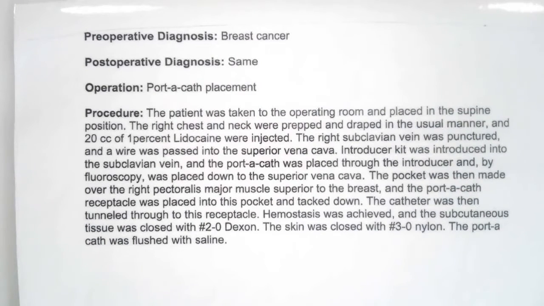So the patient was taken to the operating room and placed in the supine position. The right chest and neck were prepped and draped in the sterile fashion. Guys, nothing different. They're always going to provide anesthesia. They're always going to prep and drape the patient in the sterile fashion. The right subclavian vein was punctured and a wire was passed into the superior vena cava. Introducer kit was introduced into the subclavian vein, and the Portacap was placed through the introducer and by fluoroscopy was placed down to the superior vena cava.